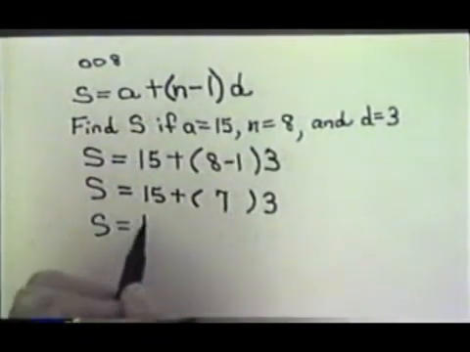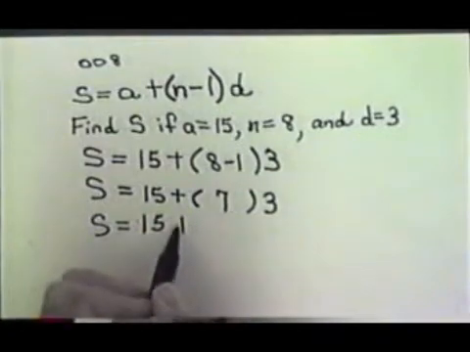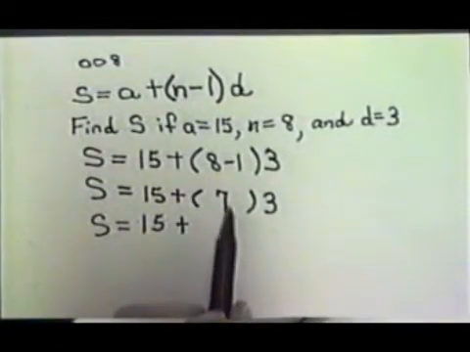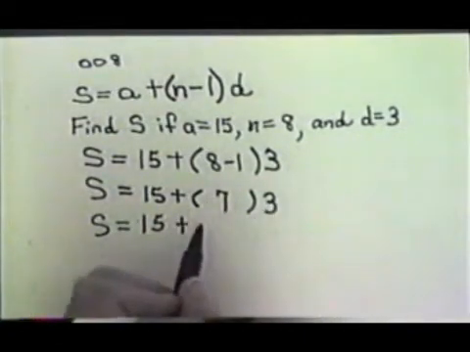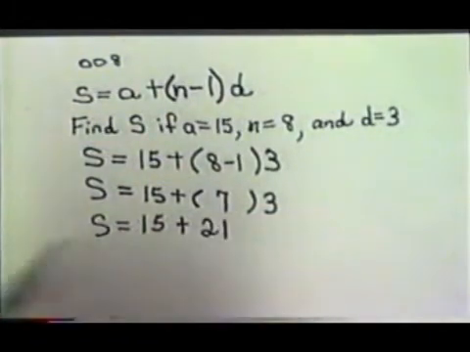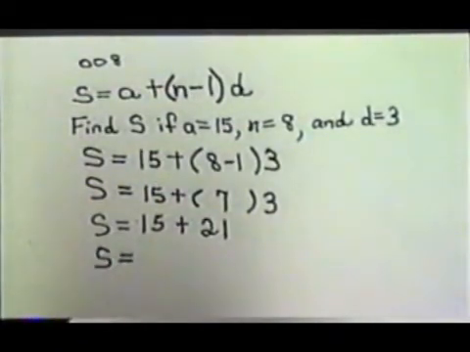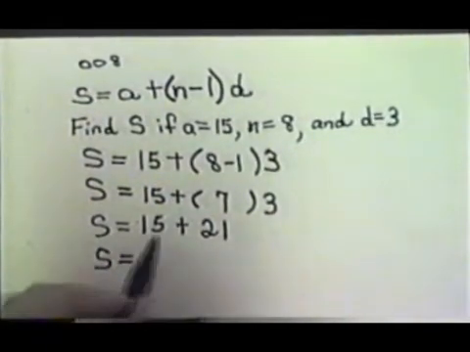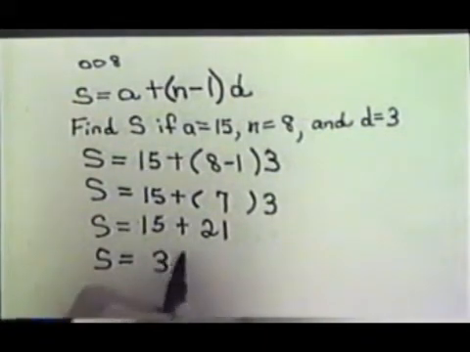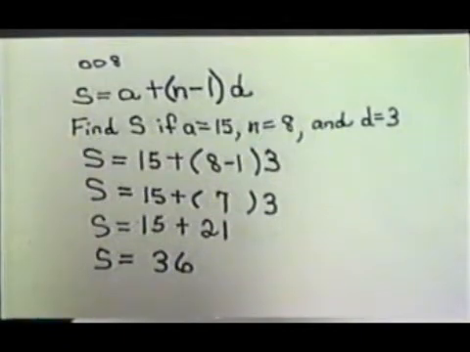So we'd write down 15 plus, and we'd multiply 7 by 3 and get 21. And now we're ready to do the adding. We'd add 15 and 21, and we'll get 36. So S is equal to 36 if A is 15, N is 8, and D is 3.